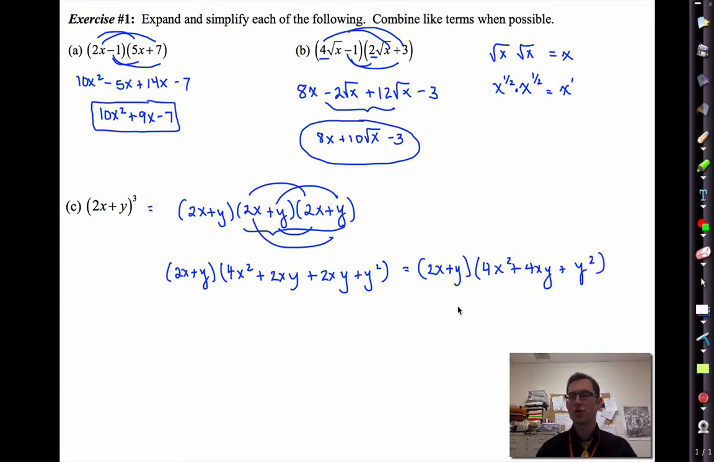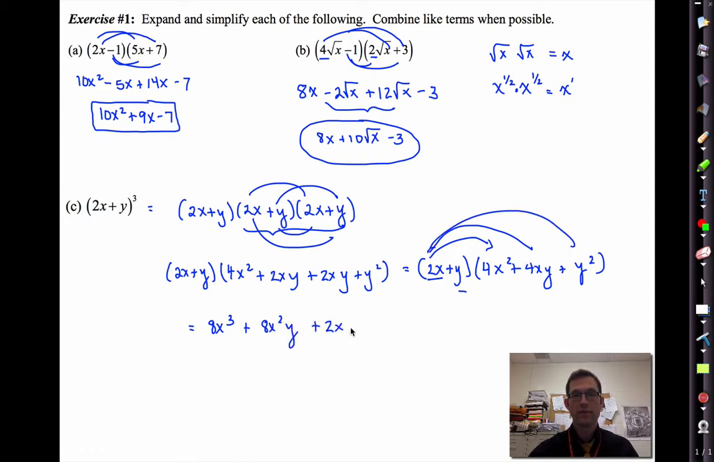Now, there's nothing convenient in terms of foiling here, but what we can do is we just have to make sure that these two terms each multiply these 3 terms. So I'm going to just start with the 2x. 2x times 4x squared will be 8x cubed. 2x times 4xy will be 8x squared y. 2x times y squared will be 2xy squared. Plus y times 4x squared will be 4x squared y. y times 4xy will be 4xy squared, and y times y squared will be y cubed.